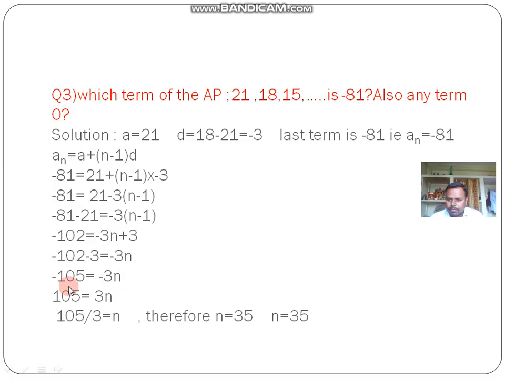Then you divide. -105 divided by 3, this is minus and this is minus, so the minus and minus go, because a negative integer divided by a negative integer is positive. Therefore 105 divided by 3 is equal to n. If you divide, 3 3s are 9, remainder is 1, 3 5s are 15. So n is equal to 35. So this means that if you write this arithmetic progression 21, 18, 15 and so on, -81 is the 35th term of this arithmetic progression.